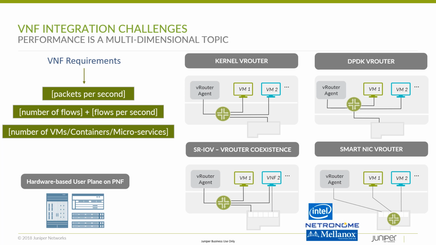The kernel vRouter is where the forwarding plane of the vRouter runs in the kernel and is connected to VMs using a tap interface. The vRouter itself is enhanced using other performance-related features such as multi-queue VirtIO. The second mode would be SRIOV and vRouter coexistence. Some workloads can directly use SRIOV into the NIC, while others go through the vRouter.